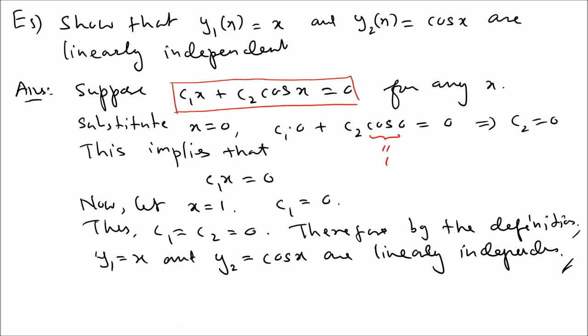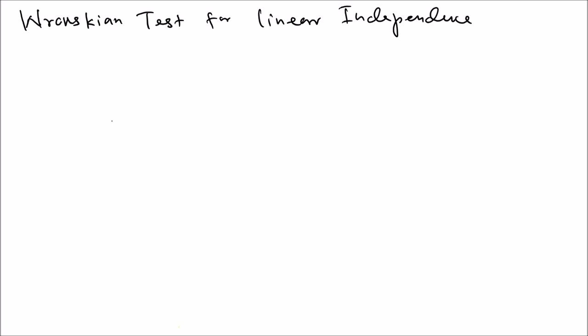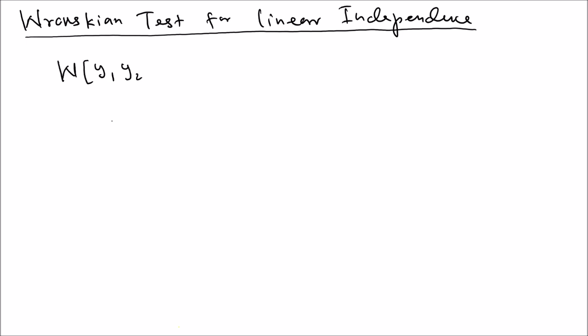Now, this can be lengthy sometimes, so instead we have what we call the Wronskian test. Let's talk about that. Wronskian test for linear independence. We're going to calculate the Wronskian. What's the Wronskian of two functions y1, y2? It is defined as a 2x2 determinant: y1, y2, y1 prime, y2 prime.